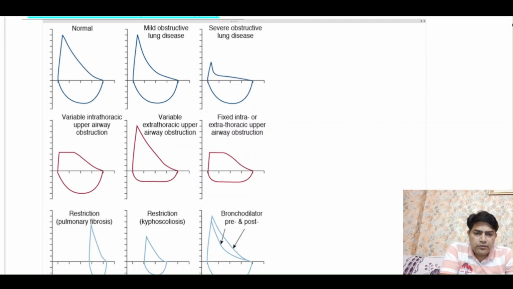Now you come to the third figure. You can see the restriction, what is happening in the restrictive lung disease.